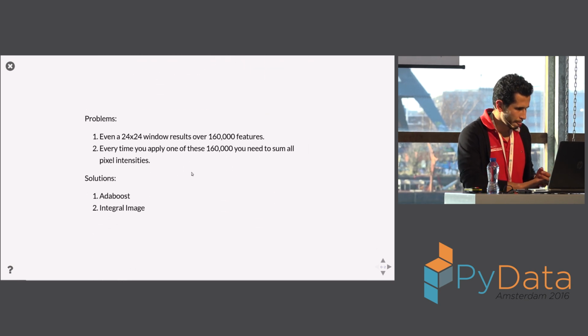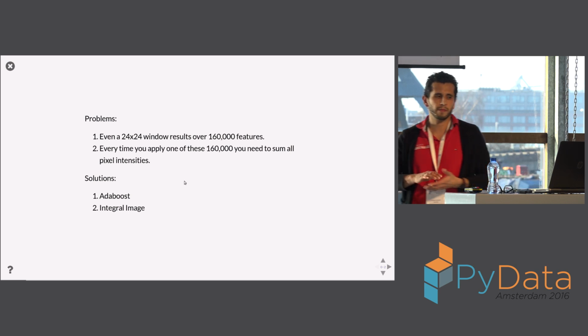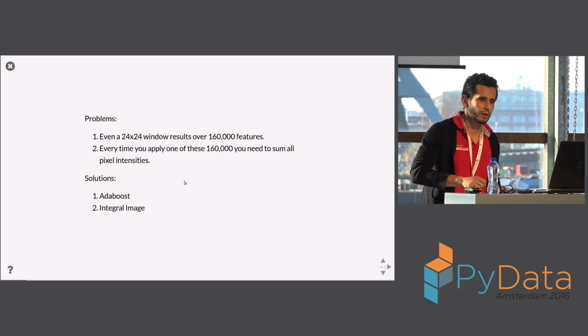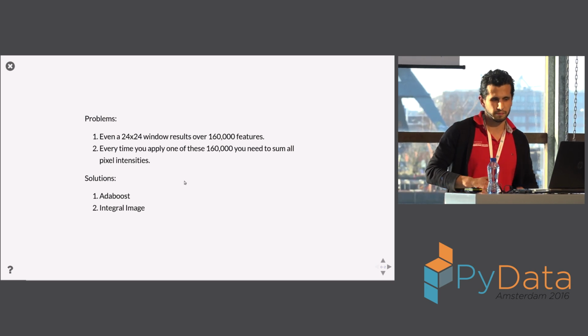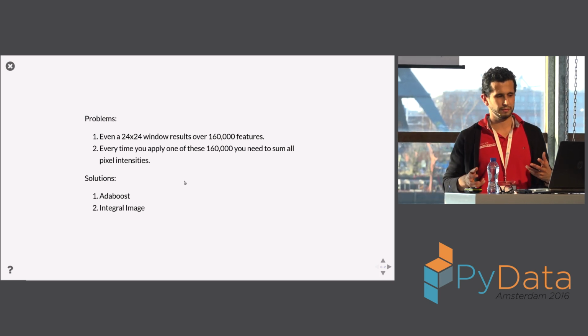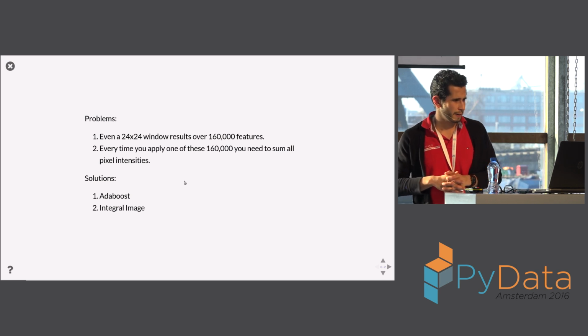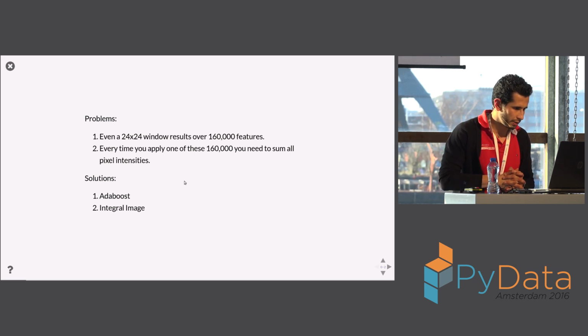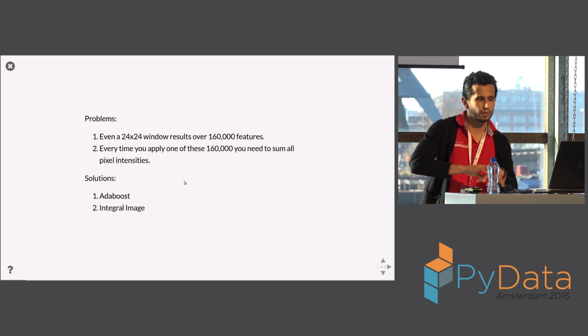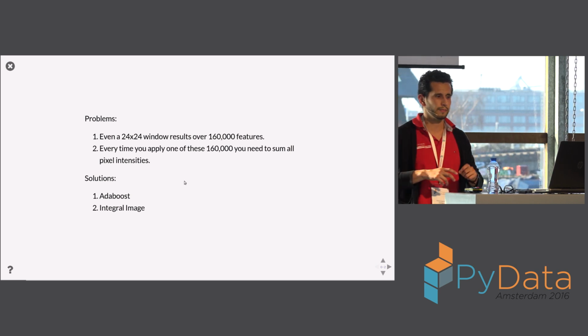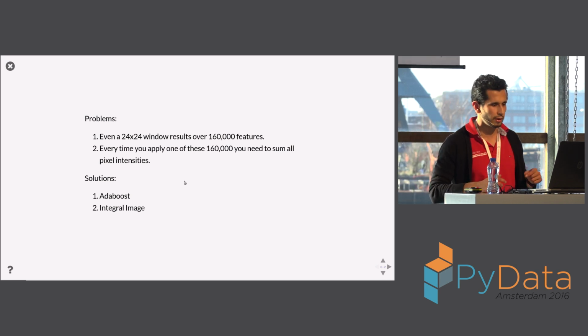So now if you do this, for example, even in a 24 by 24 window, and you take all the possibilities of combinations, that gives you 160,000 possible features that you can have. So that's a bit too much. And of course, every time you apply one of these, you need to sum all these pixel intensities. So there are different solutions, and one is AdaBoost. The other idea is integral image.